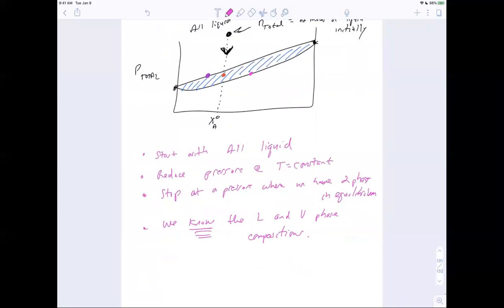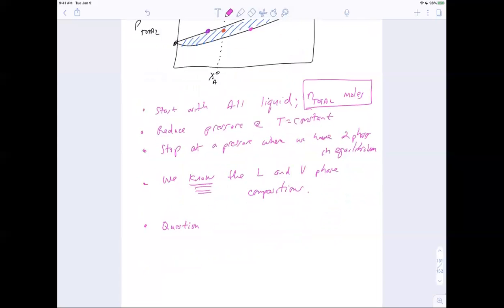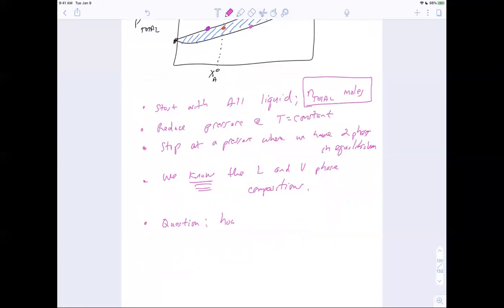So the question then: we start with all liquid and we say that we have N total moles. So the question is how many moles of liquid and vapor do we have?